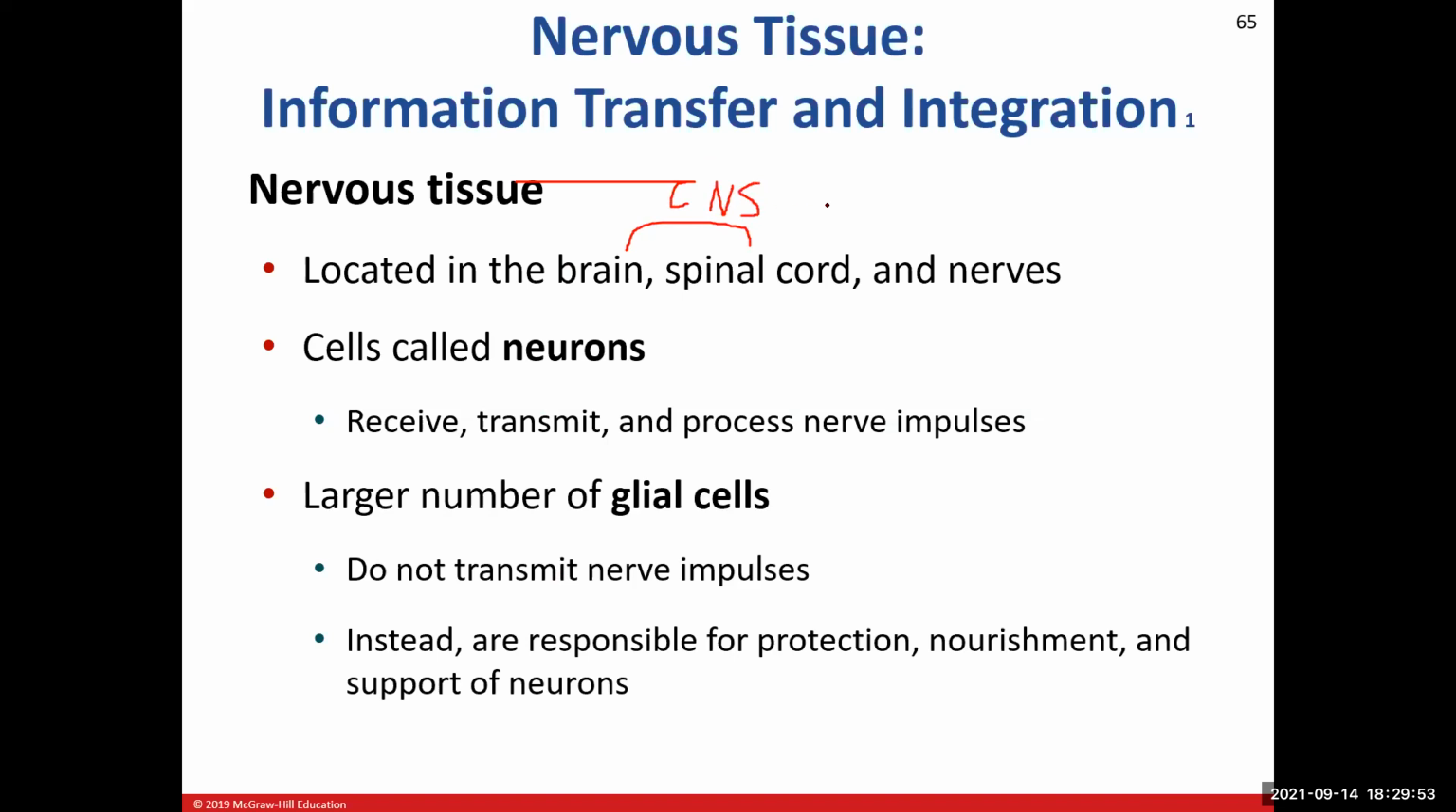So there's two types of cells that are found in nervous tissue. Our neurons, and so that's going to be the cell that's going to receive, transmit, and process information or nerve impulses. And then we have the support cells, which far outnumber the neuron cells, and these are called glial cells. Important to know, they do not transmit any nerve signals, but they do everything else. They're pretty much responsible for taking care of these neurons. So they protect, nourish, and support the neurons.